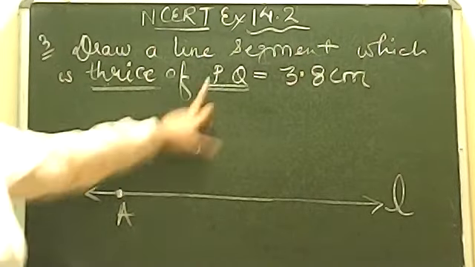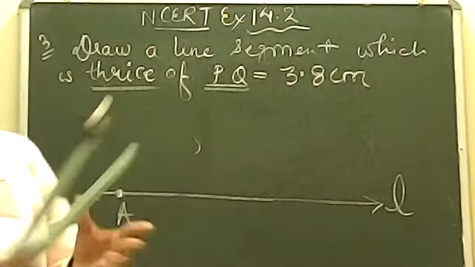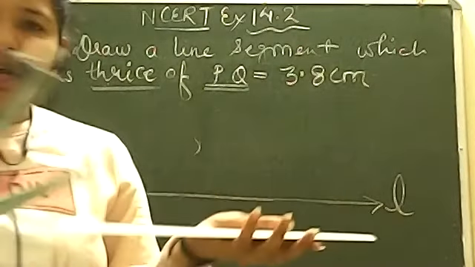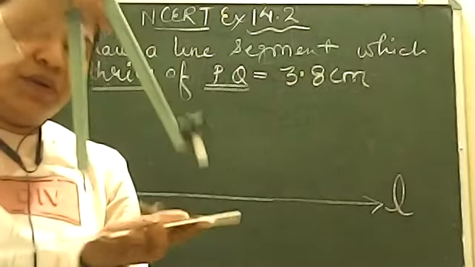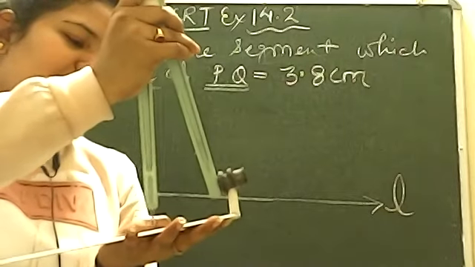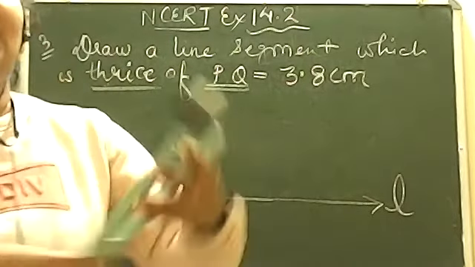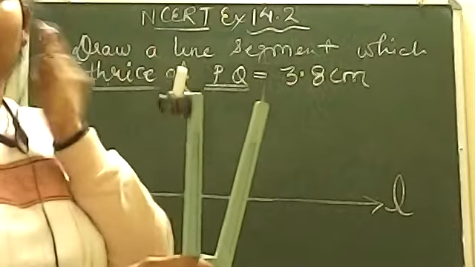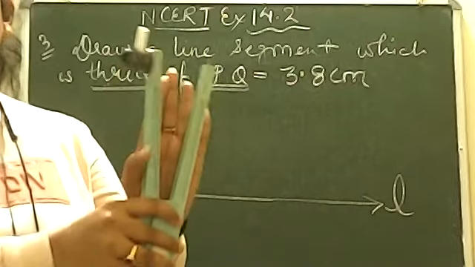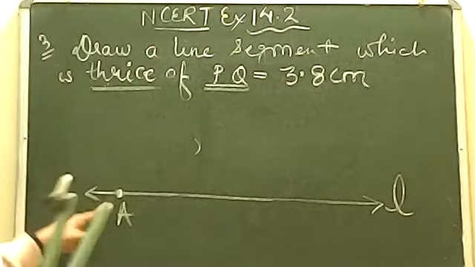The question is telling I want thrice of 3.8. Fine. First, what will you do? First you will take the compass, take the scale or ruler and open it to 3.8. Open 3.8 quickly, and once opened, we fix it. This is 3.8. Now I am not going to change it. So this is the first step. I will measure it. 3.8 now. After 3.8, now I am going to start the question.